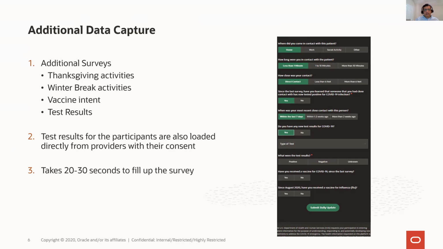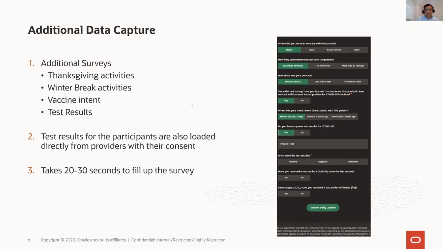In parallel, the health systems have an arrangement with the test providers, and they get a feed of the test results from the providers directly as well and load it into the Oracle Cloud. So all of this data is directly captured in the Oracle Cloud on a nightly basis. The process takes around 20 to 30 seconds to complete. And surprisingly, there's a healthy 75 to 80% response rate on the survey. So we are quite surprised with how frequently people are reporting.